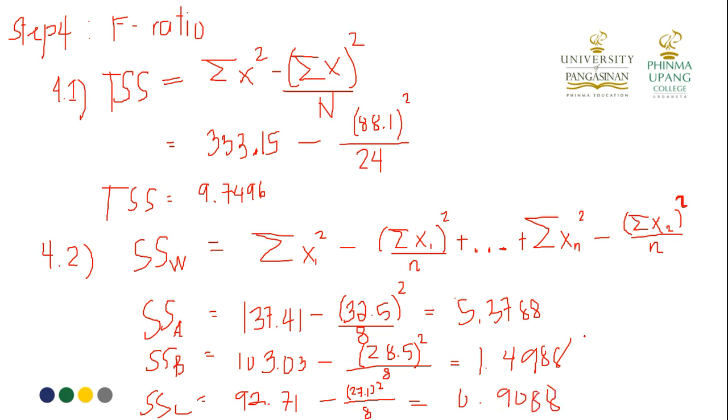Yung narinig ko? Yes, sir. Tapos, kunin natin yung sum nito. Kasi sum po yun, no? Plus, plus, plus. So, ilan po yan? Plus is equal to 7.7864. Yan. So, 7.7864. Let's move on to step number 4.3.